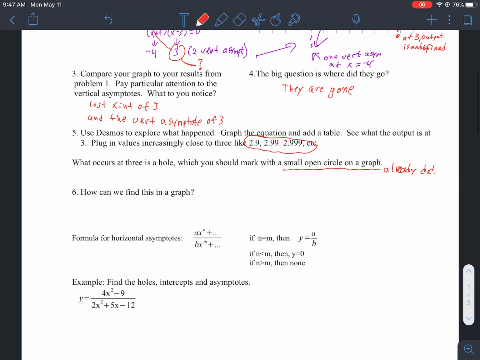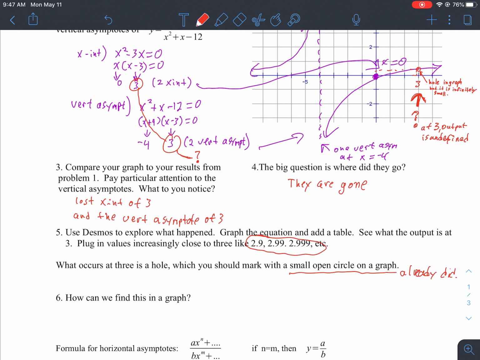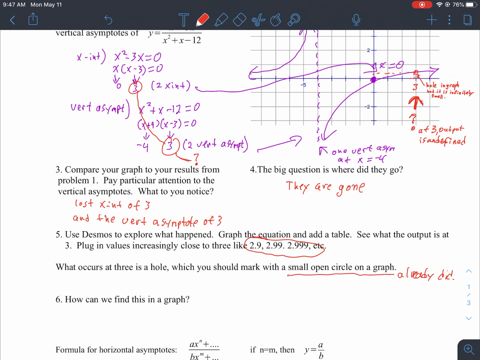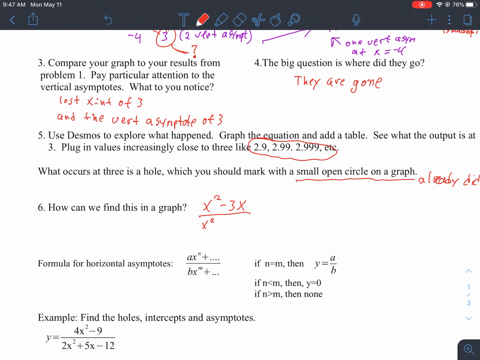How can we find this in a graph? Well, I have no idea. Wait a second. Let me think about this. The x-intercept and the vertical asymptote were both 3, and that's where there was a hole. So I wonder what would happen. If I have x squared minus 3x, this is the original problem, over x squared plus x minus 12. They're at the same place. What if I factor the top and factor the bottom, which, by the way, I've already done, and the x minus 3's cancel?